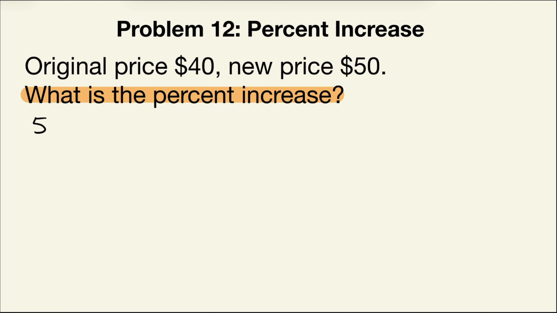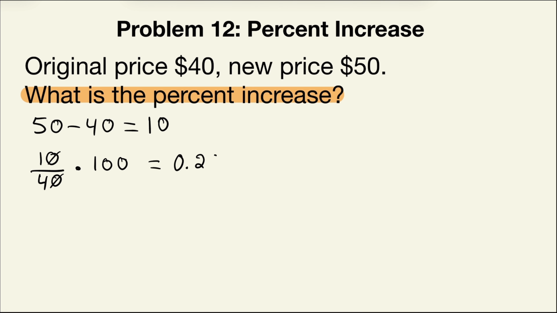So that is 50 minus 40, which equals 10. So that's the change. But you have to take that change and divide it by the original price and multiply it by 100. And so we know that it's 1/4 times 100, or you can say 0.25 times 100. And you see here that the decimal will move 2 places over to the right, which gives us a whole number of 25.